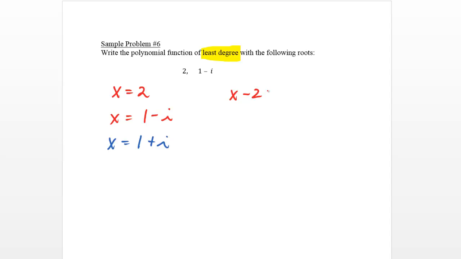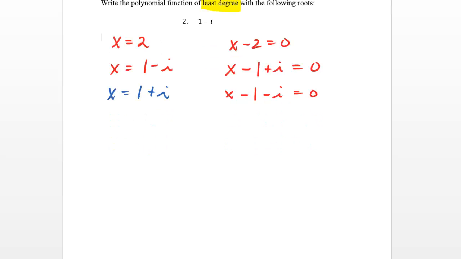So I'm going to say x minus 2 equals 0, x minus 1 plus i equals 0, and x minus 1 minus i equals 0. Now the reason I did that is because once all of these expressions, all these terms are equal to 0, I can then multiply them together. So I can say x minus 2 times x minus 1 plus i times x minus 1 minus i is equal to 0. So that's the reverse of the zero product property.